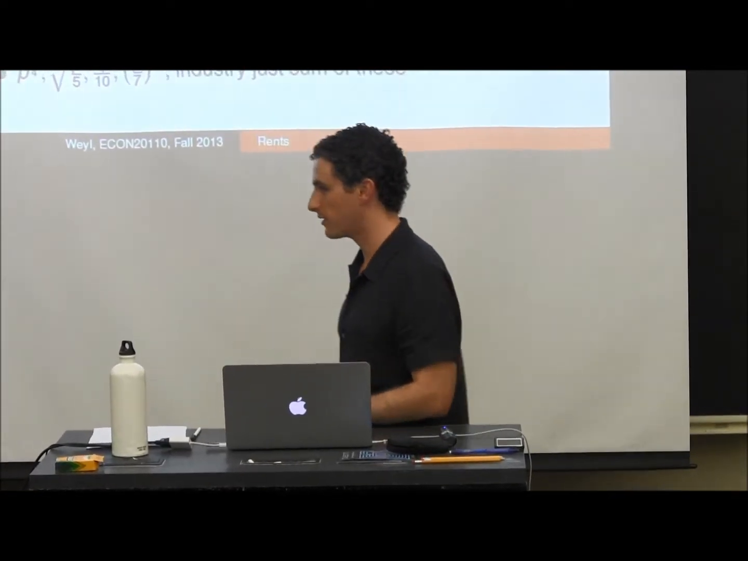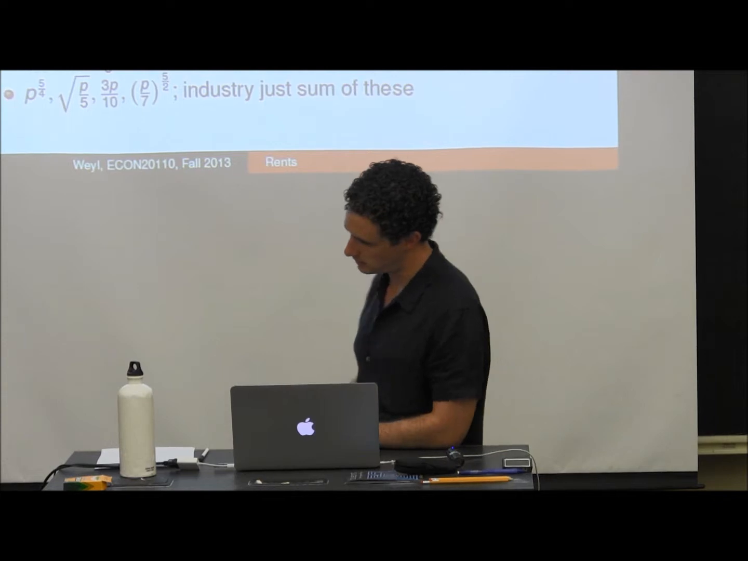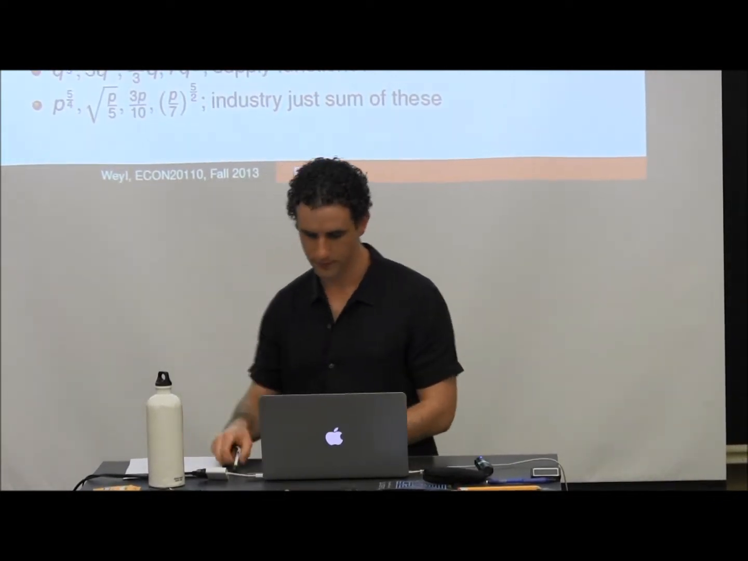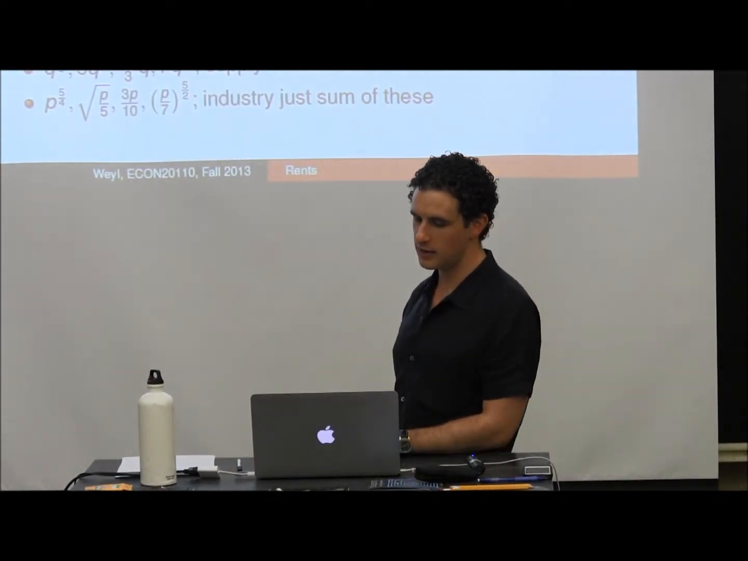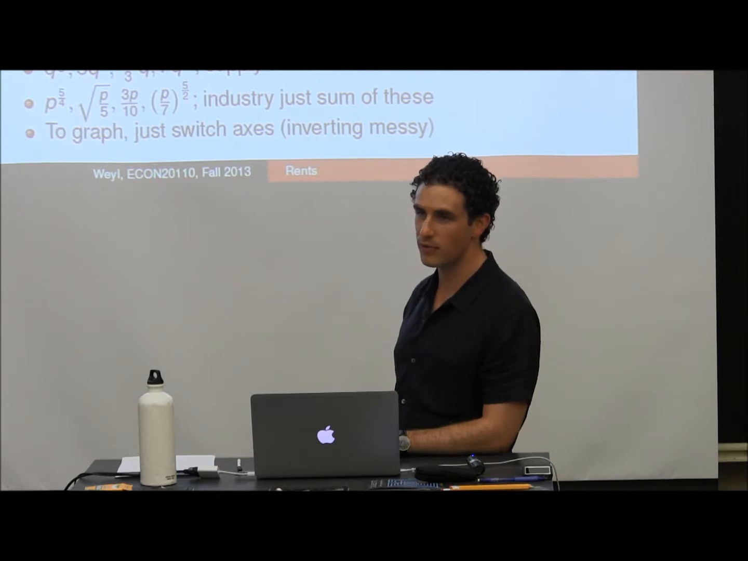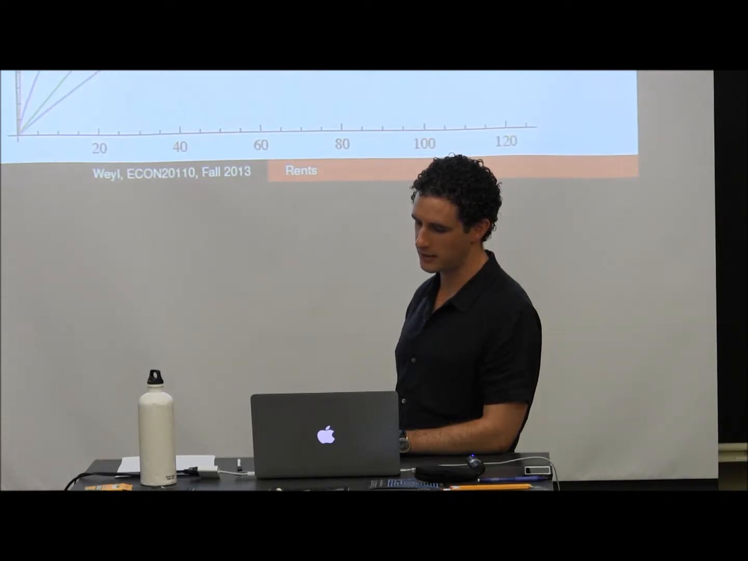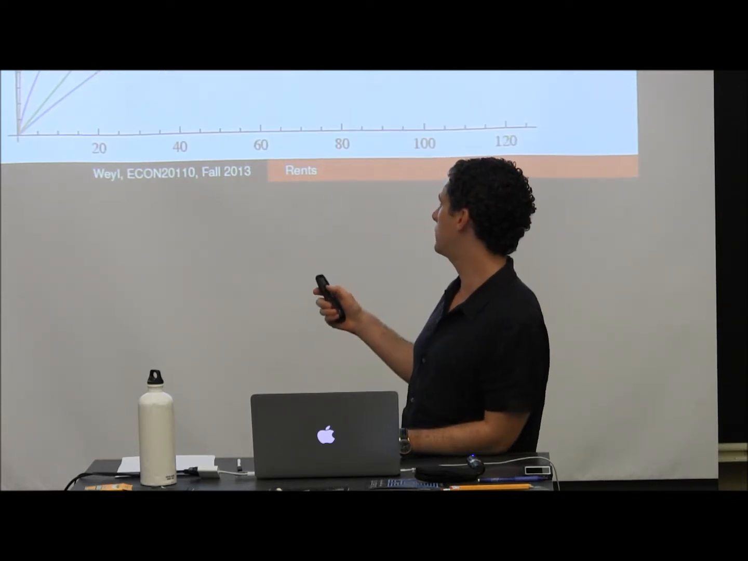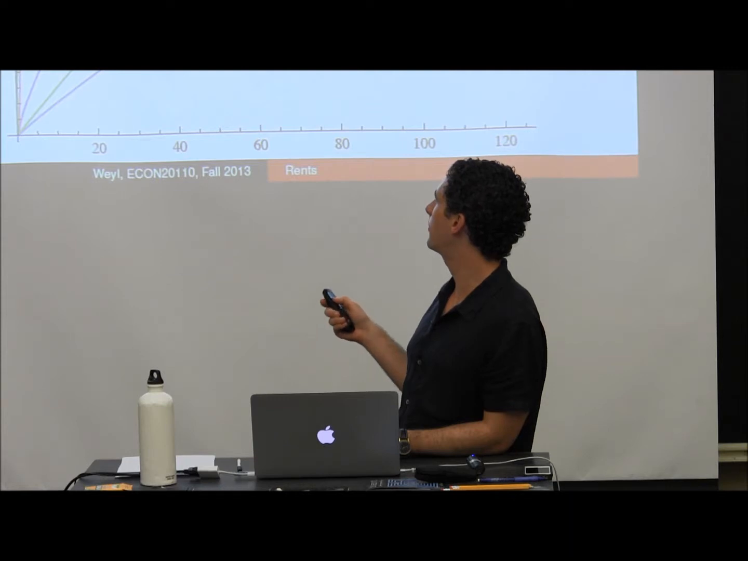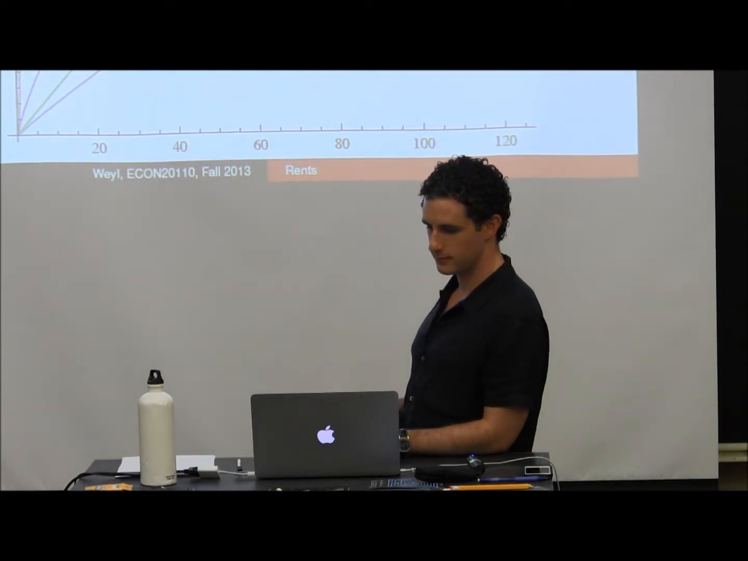So, that's exactly what Ming just did. And then the industry supply function is just the sum of all of these things together. So to graph, I'm going to switch the axes. These are the individual firm supply functions that we just derived. And then we add them up horizontally to obtain this industry supply function.